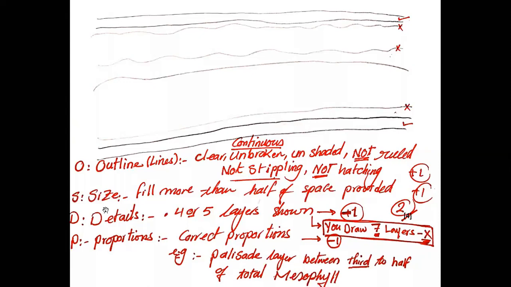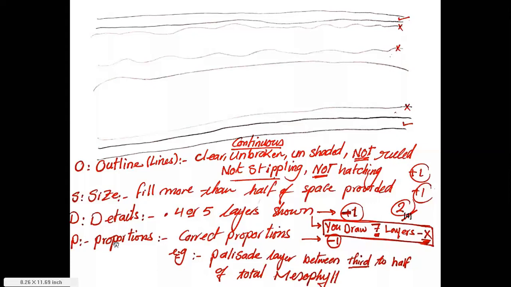Actually, details may differ from one question to another. Here he asked for 4 to 5 layers shown. If we remove the wrong ones that the student drew, we clearly count 4. Here there is the upper epidermis, and underneath it there is the palisade, and here we have the spongy layer, or spongy mesophyll, and here we have the lower epidermis. So there are 4, so it will be graded for a mark. This is the only detail there.